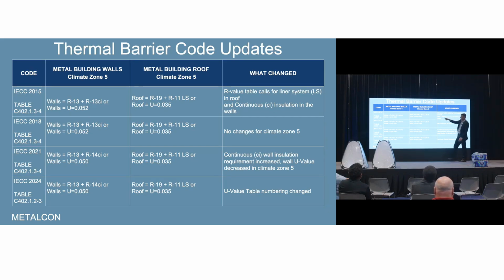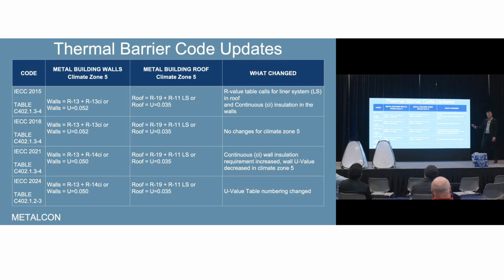As we look at the transition from our building codes from 2015 all the way down here to 2024, the R values are not going up significantly. Only one small change here from 18 to 21, because they increased the continuous insulation requirement by 1 R. Almost minimal, but what it did is it changed the U value by 0.02 of a percent.